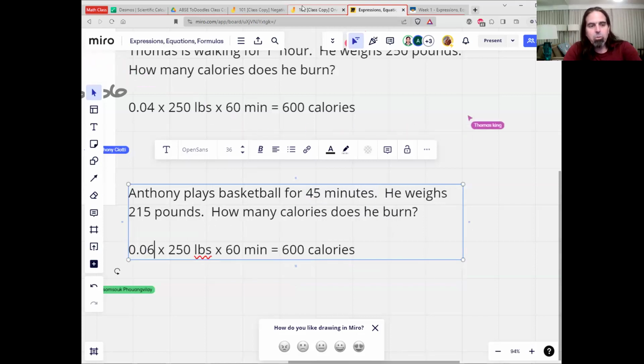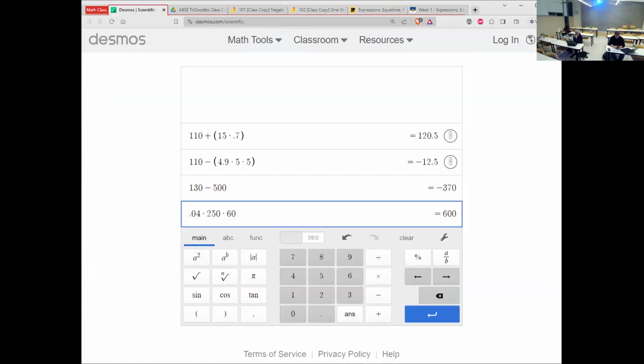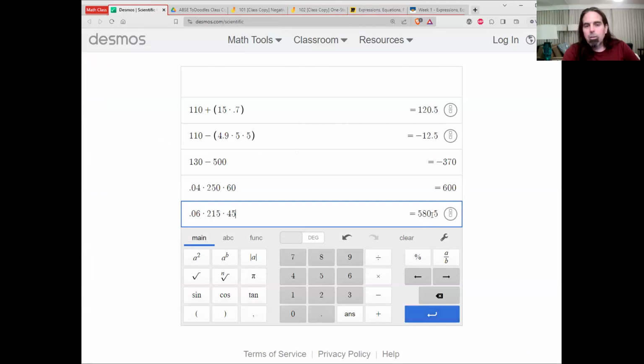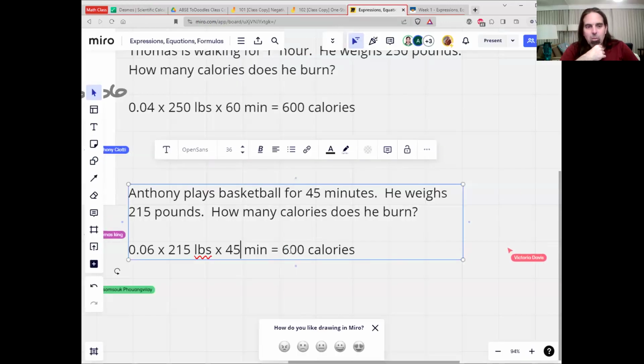So we're starting at 0.06 because basketball is more intense than walking. 0.06 times 215, times 45 minutes. And what do we get? About 581. I'm going to round up. There's no way I know this to the nearest half a calorie, right? Our metabolisms aren't that routine, even if the math was that correct, but we're just estimating. So about 581.